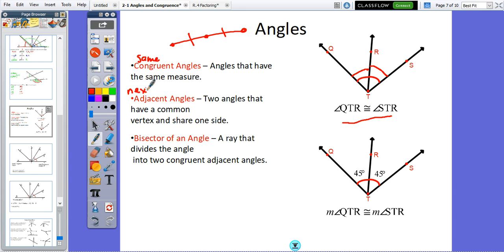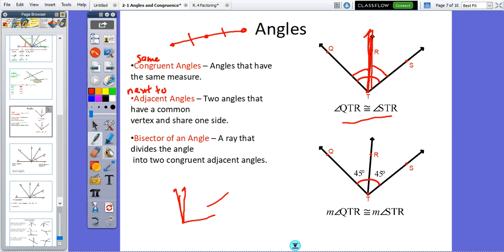They're right next to each other. And not only are they next to each other, but they also share one common side. They share this side. So these two angles right here are adjacent to each other because they share the side, of course, and they share the point, the vertex. Now, not all adjacent angles are congruent angles. You can easily have an angle with a bisector right here, right there.